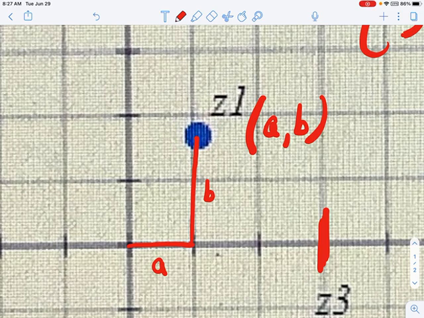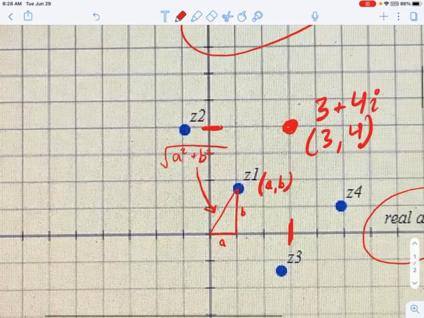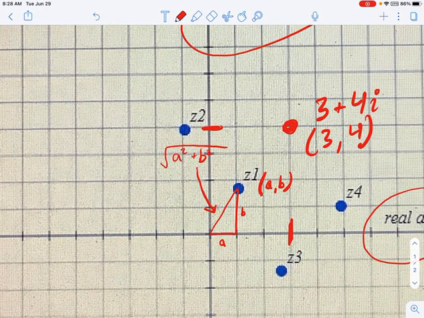So remember what my equation is for the modulus. It's the square root of a squared plus b squared. So let's talk about what a squared plus b squared is. Do you remember the Pythagorean theorem? That tells you the formula for finding the hypotenuse of a triangle. And this length of the hypotenuse is the square root of a squared plus b squared. So if you think about what the modulus represents, what we're talking about is the distance from the center of this graph to the location of the blue dot.